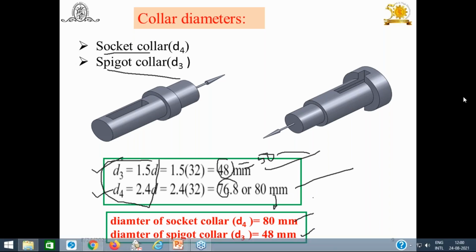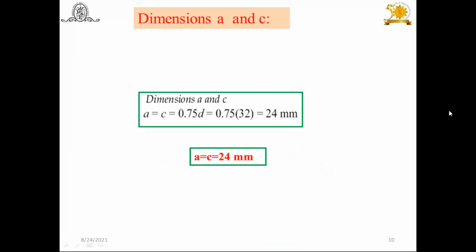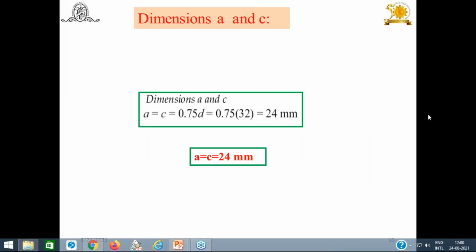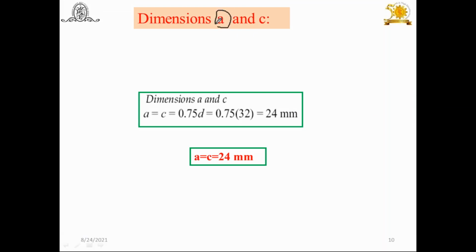Only one dimension is remaining, that is the width or mean width of the cotter, that we have to find out against shear failure and against bending failure. Before that, in a cotter joint, I have told two terms, A and C. C is the gap, where when the collar of the socket touches the collar of the spigot, at that time there is a gap, and that gap is taken into account by C. These dimensions A and C are calculated by using the empirical relation.